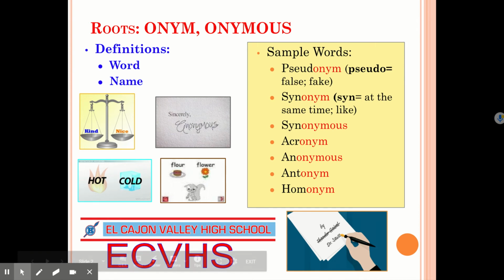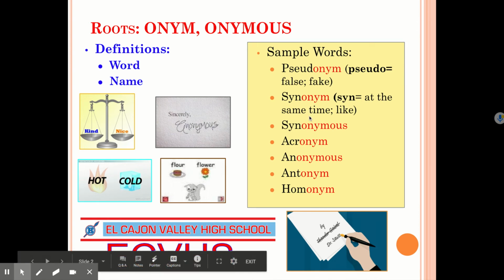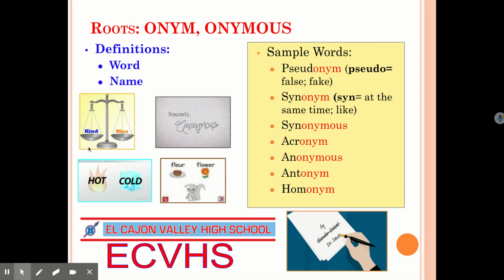Next, we have synonym, syn meaning at the same time or like. Here we have a picture of 2 words that are the same or have similar meanings. Kind means the same as nice. Next, we have synonymous. Something that is synonymous with something else is considered to be very closely connected to it.